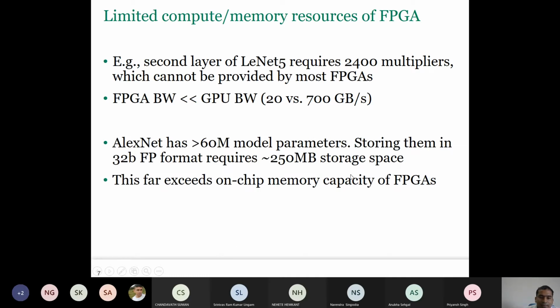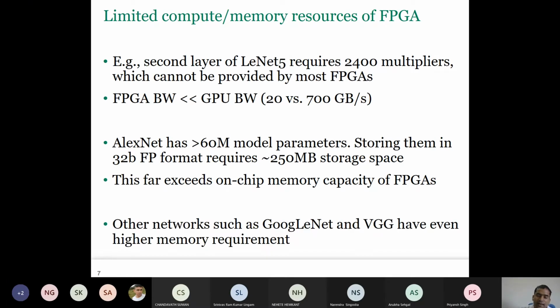Further, FPGAs have only small on-chip memory capacity. If AlexNet has more than 60 million parameters, and you store them in 32-bit single precision format, it will require around 240 megabytes of storage space. So that means you can't store the entire AlexNet model on chip. You have to store it off chip, that means in the DRAM. And as you do the computation, you fetch those data elements into the on-chip memory.